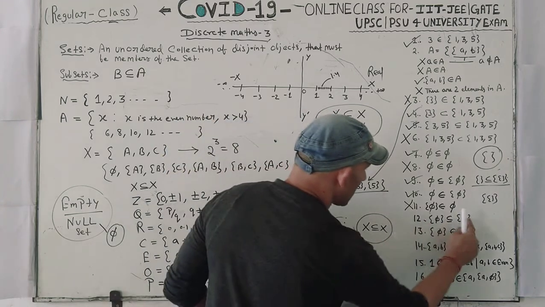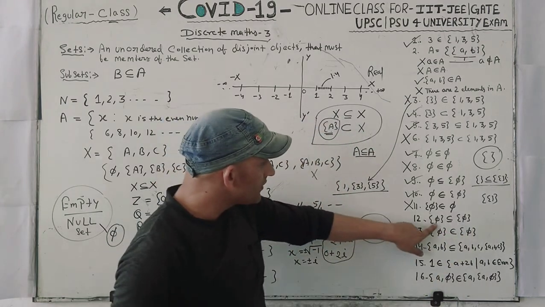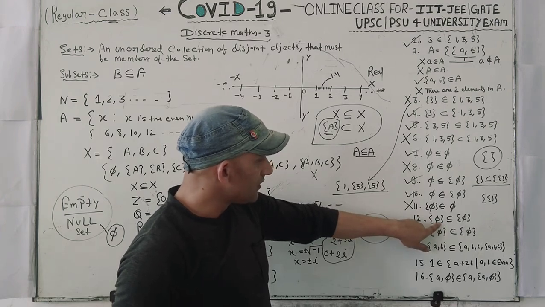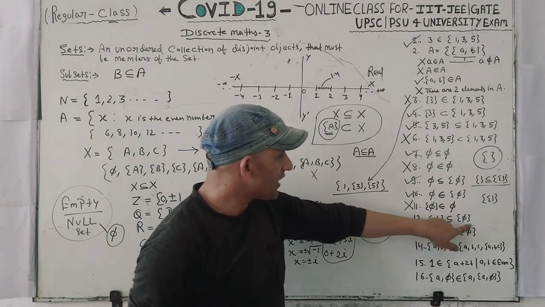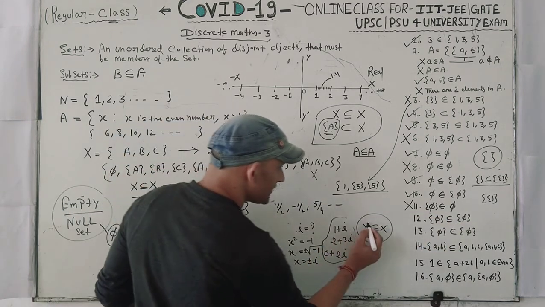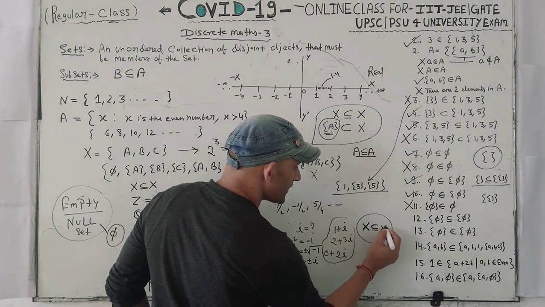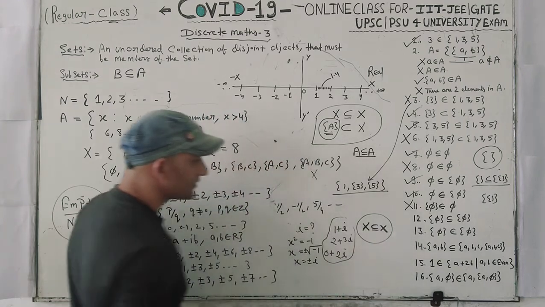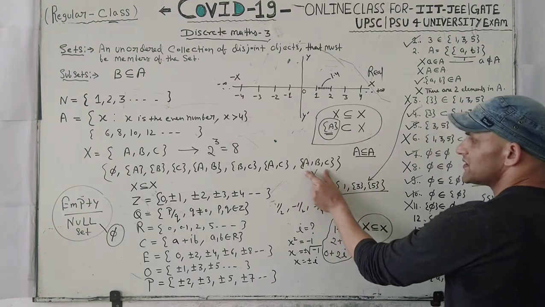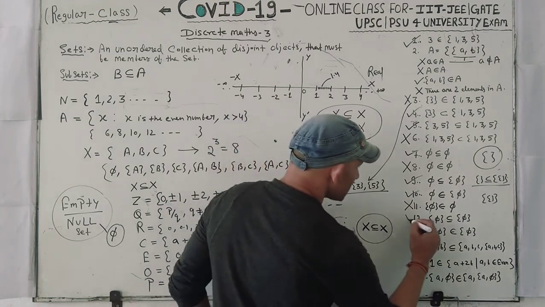Now question number 12. This is also correct. You have a set. In this set you have the null element, and this is also a set. There is also a null element. This is the subset of this. Every set is a subset of itself, X is a subset of X. We have already done this. You can also see that ABC is a subset of ABC. So it means that this is correct.